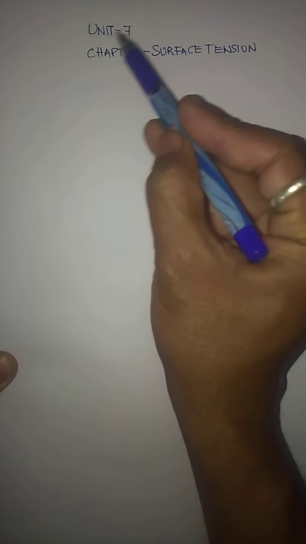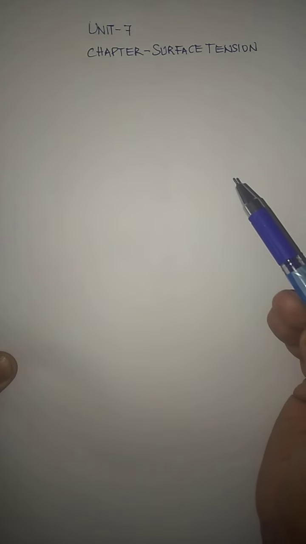And in today's class we will be starting a new chapter, and this is the last chapter under unit number 7. The chapter is surface tension. So under unit number 7, one more chapter that we need to cover is surface tension. Now to start this particular topic, called surface tension.